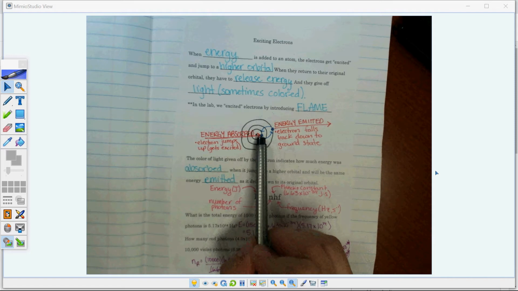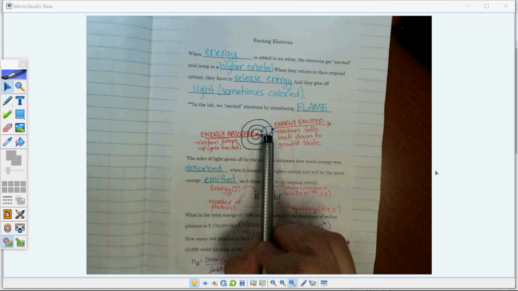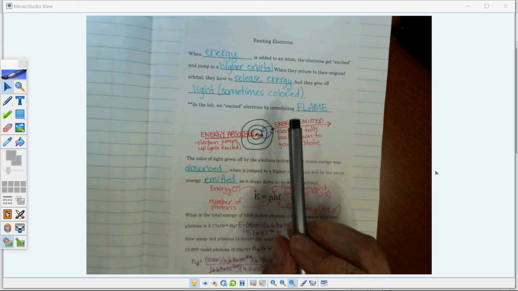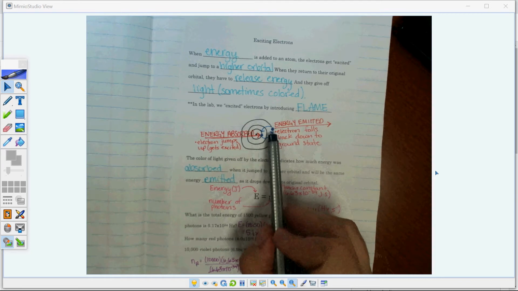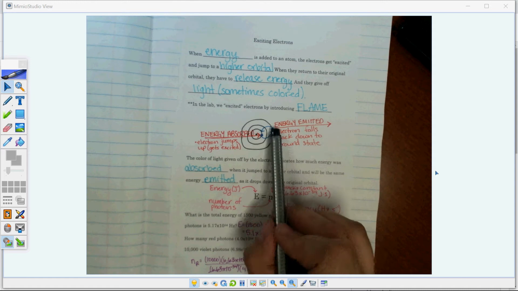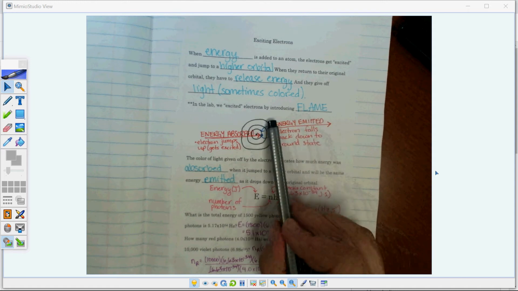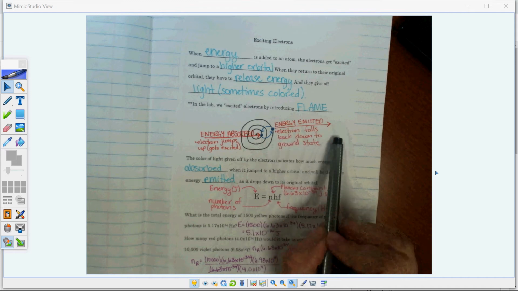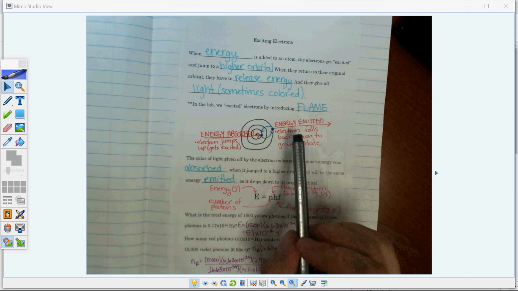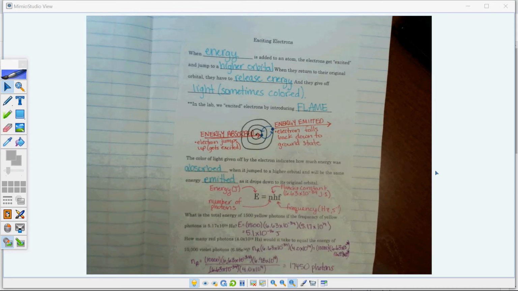If the energy is enough to make it jump really far away, it will do that. If it's only enough to make it jump maybe one ring, it will do that. But it jumps up to a location that's further away from the nucleus. Eventually that electron has to return to what we call ground state, or come back to where it came from. When it does that, it releases, or emits, energy, and the electron falls back down. This energy that is emitted, depending on the amount, can come out in the form of all different kinds of light, and sometimes it's in the visible region of the spectrum where we can see it as a particular color.